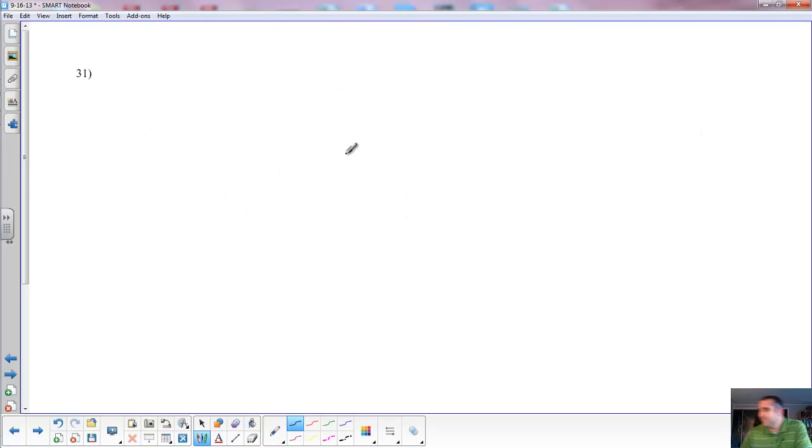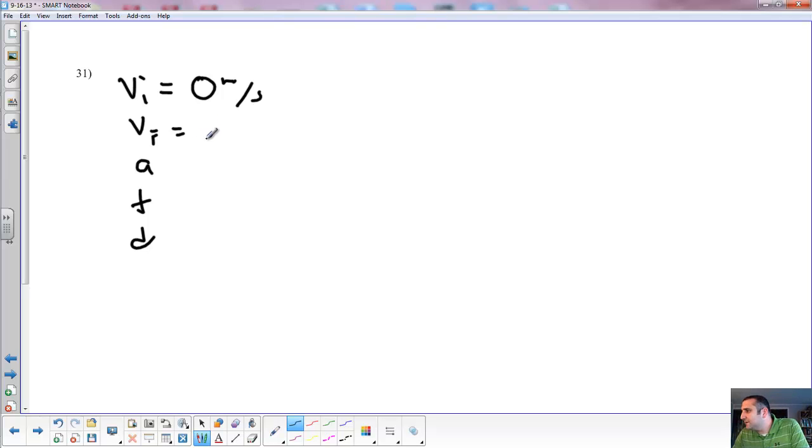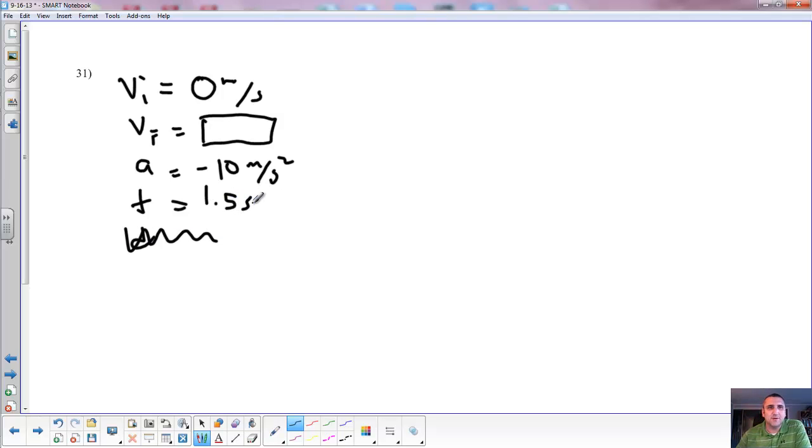Number 31, let's take a quick look at this. Calculate the instantaneous speed of an apple that falls freely from a rest position, accelerates 10 meters per second squared for 1.5 seconds. So one more time, VI, VF, A, T, D. VI I know is at rest, so 0 meters per second. Final velocity, calculate the instantaneous speed of an apple, so that's what we're looking for. A is negative 10 meters per second squared. Time is exactly 1.5 seconds, and D we don't care about.